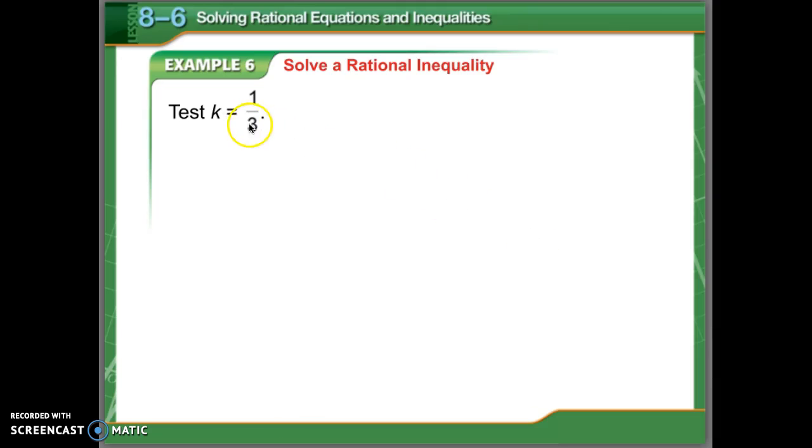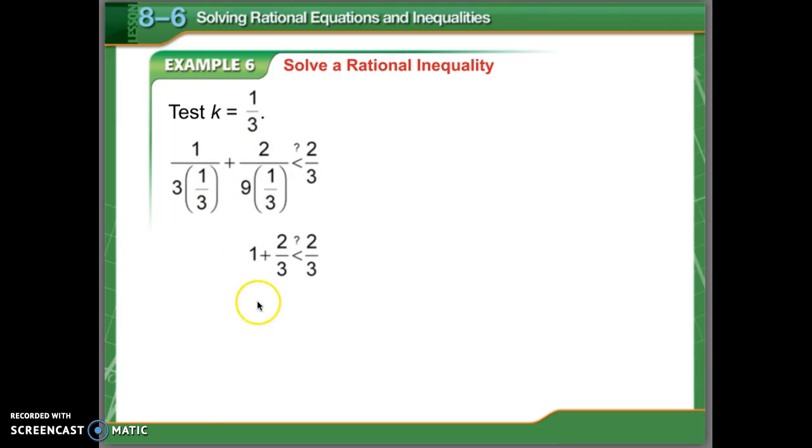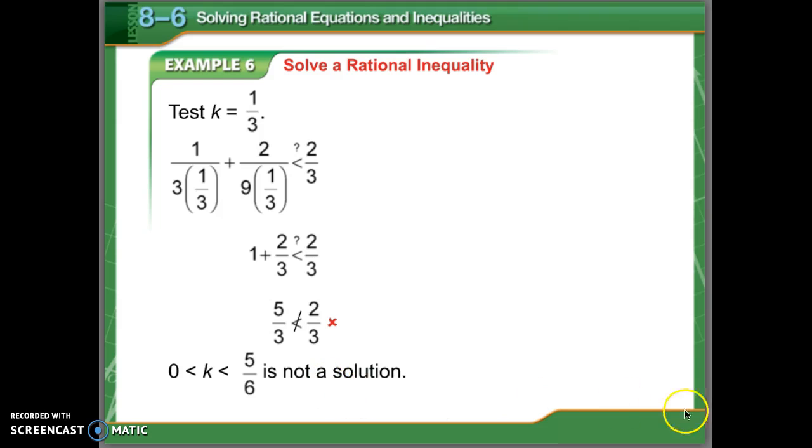Next, we're going to test a value in the middle of that section between 0 and 5/6. When we plug that in, we get down to 5/3 less than 2/3, which is not true. So anything between 0 and 5/6 is not a solution.